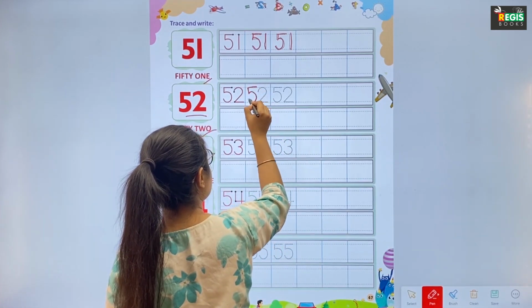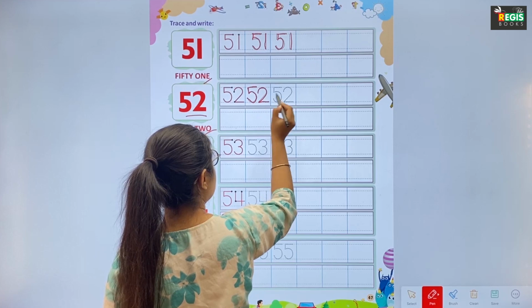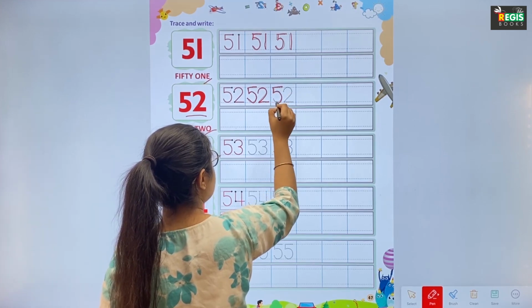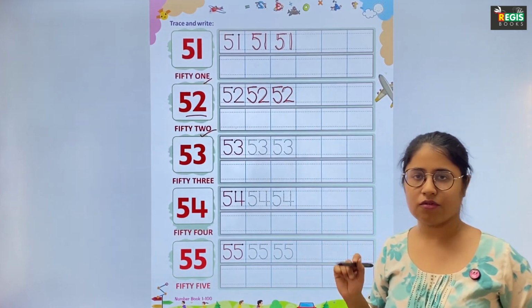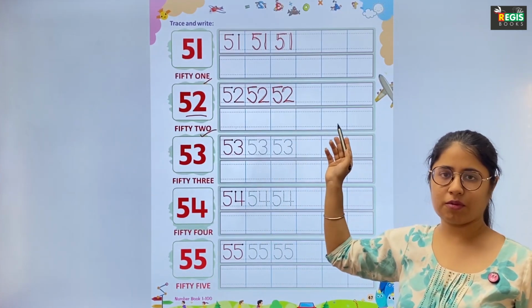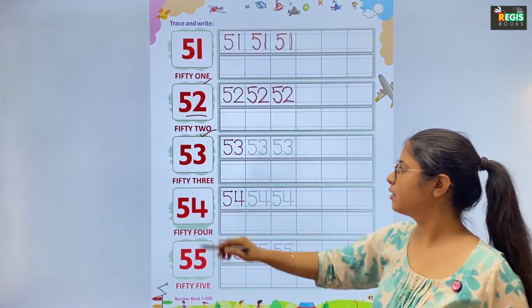5, 2, 52. And write number 52 in the rest of the boxes to practice it.